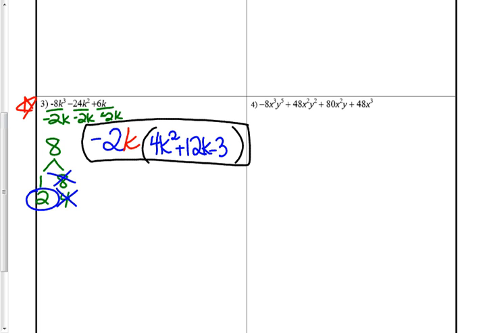Okay, and that's it for finding your GCF with polynomials.